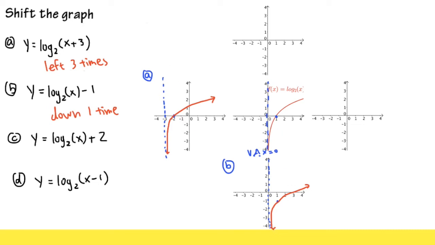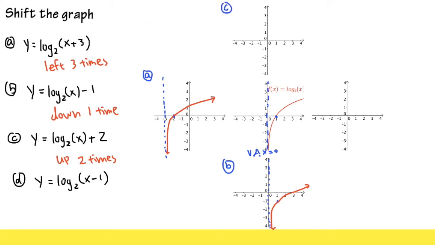Anyways, next one, we have log base 2 of x, close parentheses already, and then we add 2 to it. So the plus 2 is afterward. What does this plus 2 do? Well, this is telling us we have to shift the graph up 2 times. So I will use this little graph paper, and that will be the answer for part C.